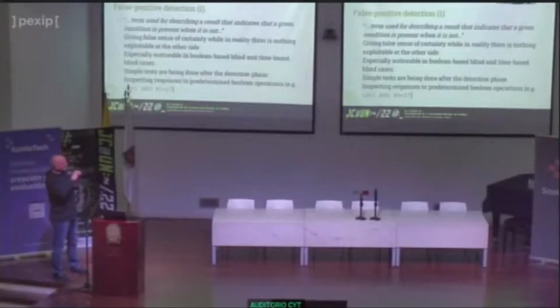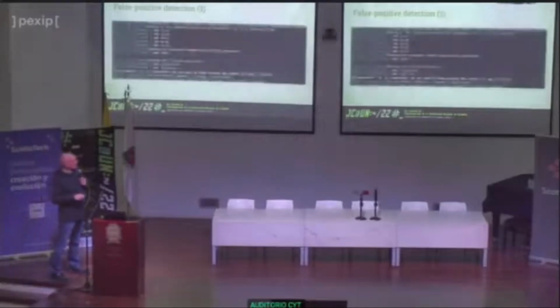So if SQLMap detects that something is an SQL injection, it will make sure that it is a true positive and that it is exploitable. What we do, especially in the case of Boolean-based blind and time-based blind cases, because those are most prone to false positive detections, is use lots of simple predetermined Boolean operations. And I will show you what I mean.